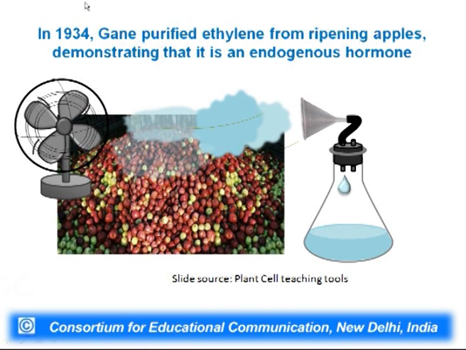Much later, around 30 years later, a scientist again found that ethylene is also present in ripening apple. This is a Nature paper. For the first time he showed ethylene is not only present in the gas burner, but when the fruit ripens, this ripened fruit also makes ethylene, and that is an endogenous hormone which promotes fruit ripening.